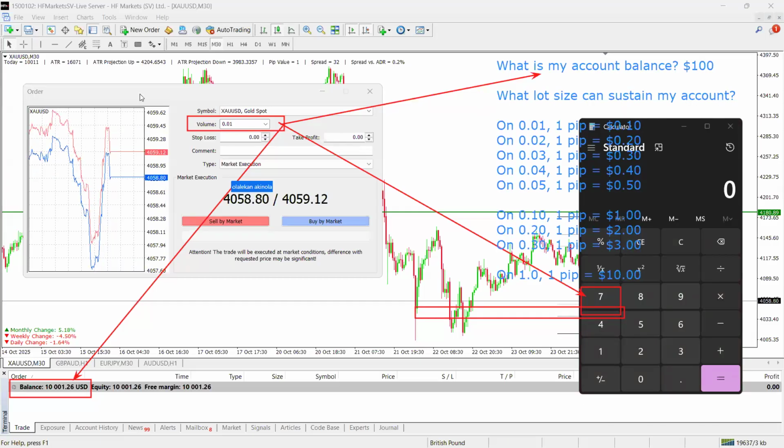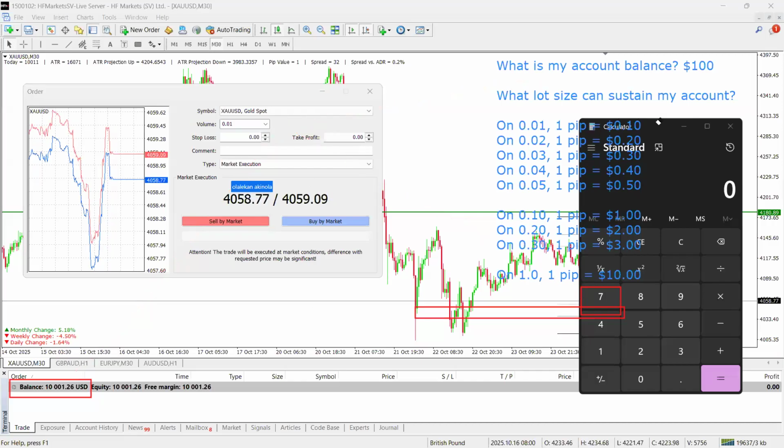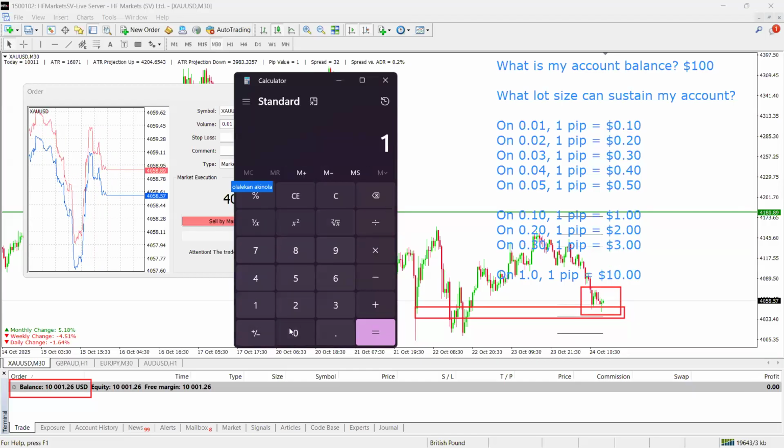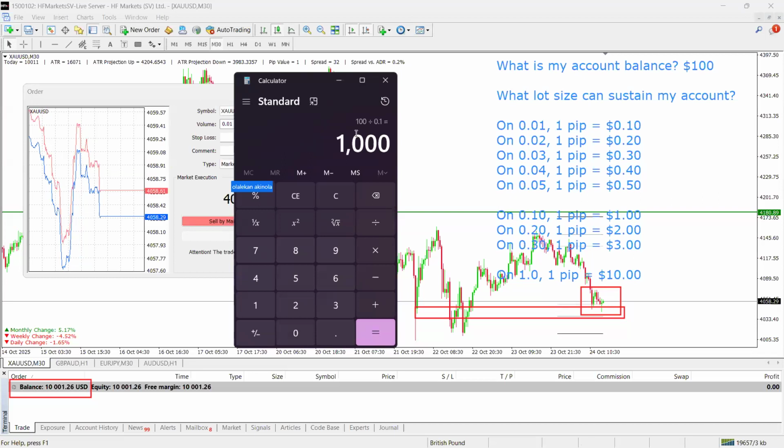I can get rid of my lines so that I can focus on less information on the screen. Now, if you take your $100 and divide it by 10 cents, which is on 0.01, it would take the market 1,000 pips for you to lose that particular account.